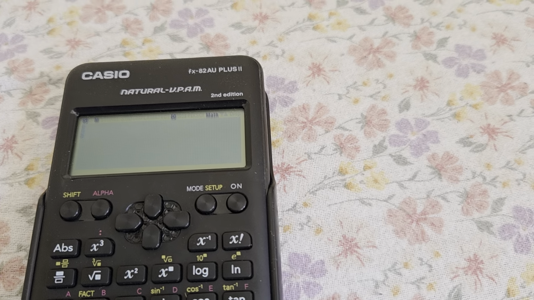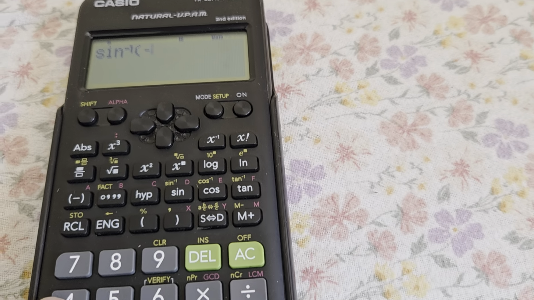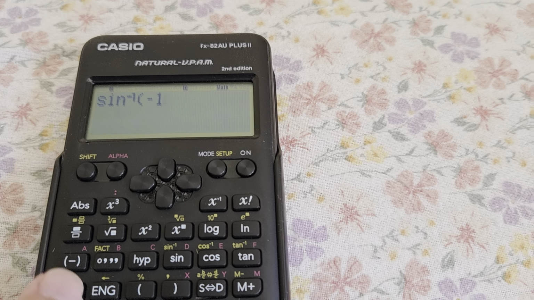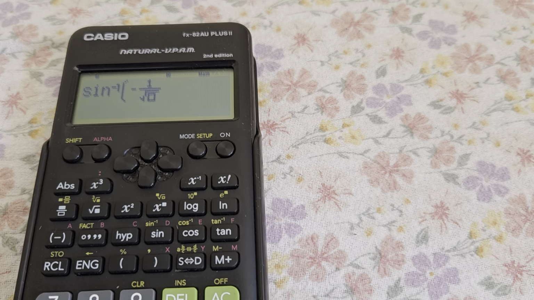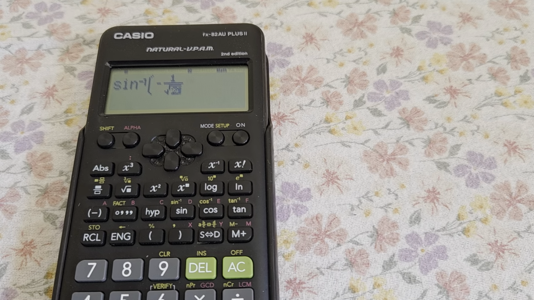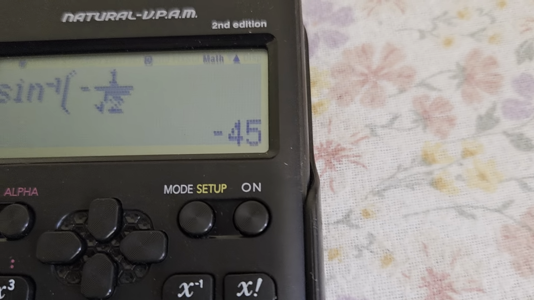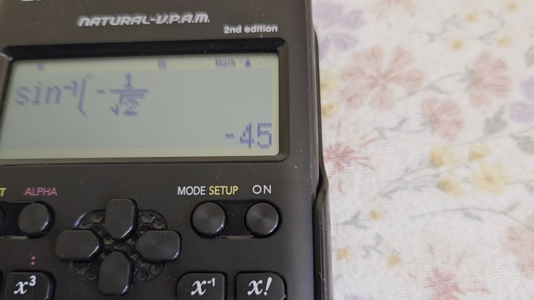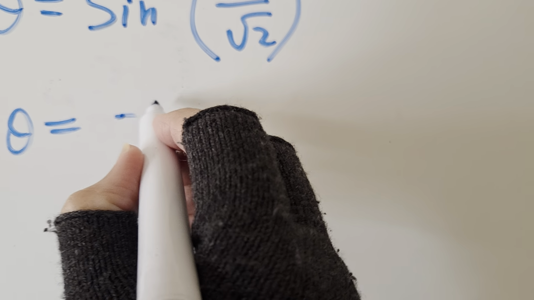So shift and then sine. Shift sine of -1 over square root of 2. Sine inverse of -1 over square root of 2, and then you press equal. The answer is -45 degrees. So working out on the calculator, it gives you -45 degrees.